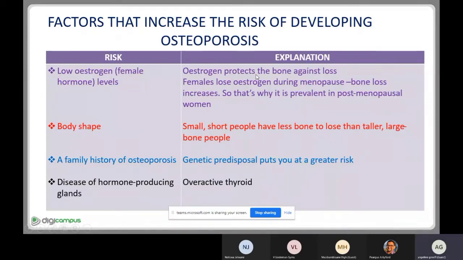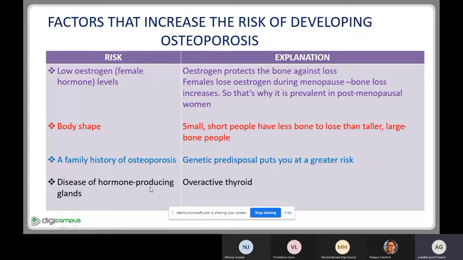Okay, because of this hormone estrogen that normally protects the bone against loss of the proteins or the calcium. So that's the reason. Then body shape. Small, short people have less bone to lose than taller, large-boned people. So small, short people are at higher risk, in other words, to develop osteoporosis. And then if you have a family history of osteoporosis, you might also be genetically predisposed. So it puts you at a greater risk.